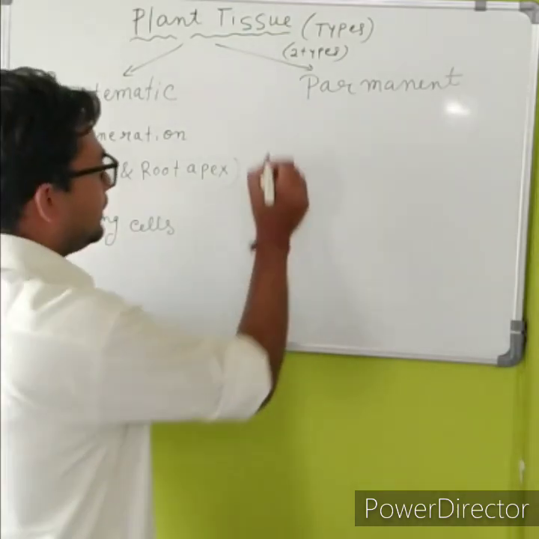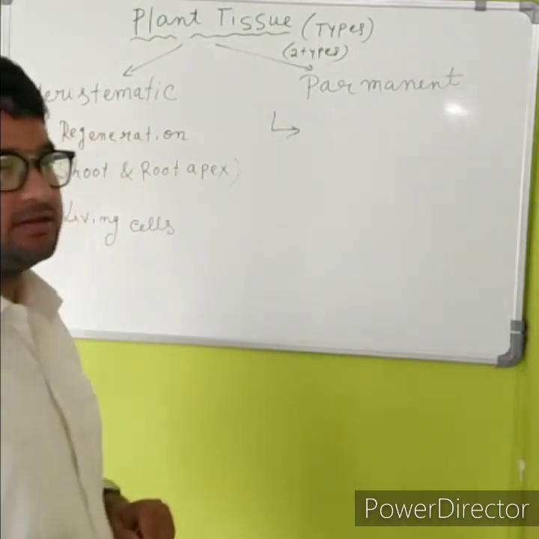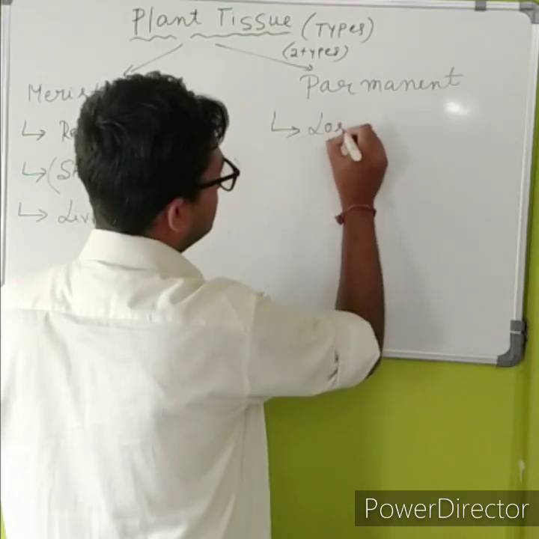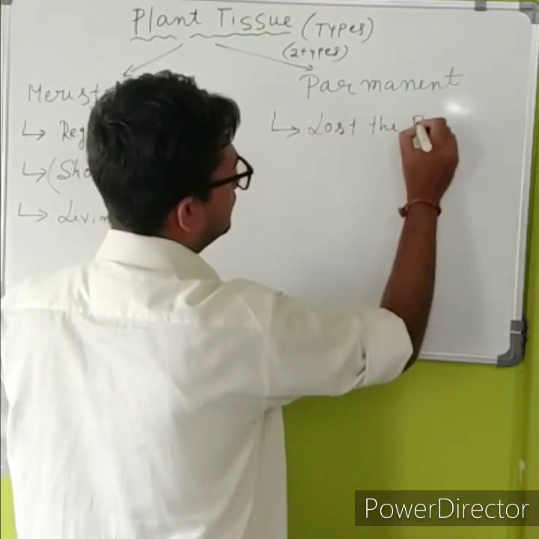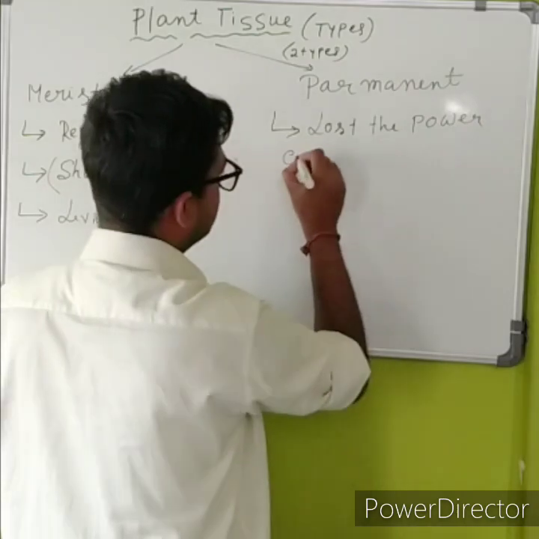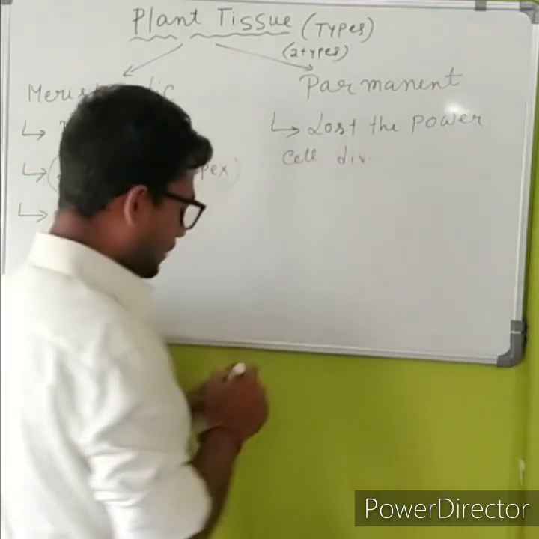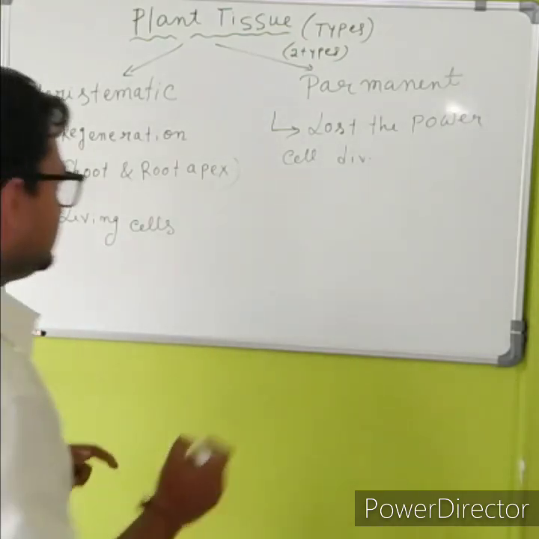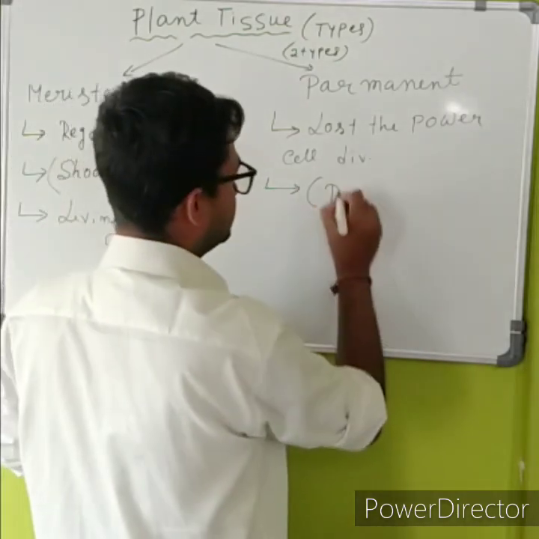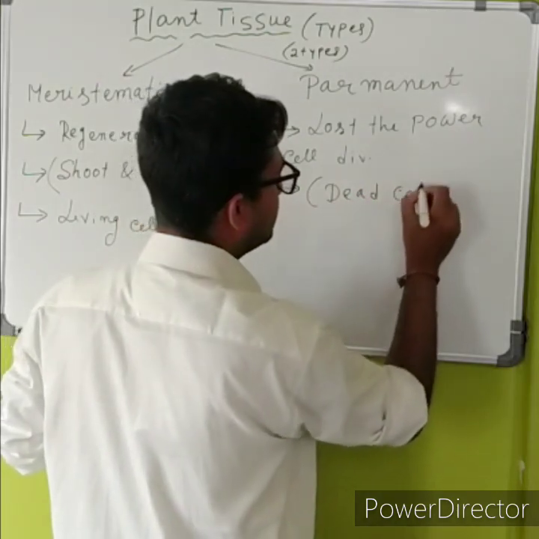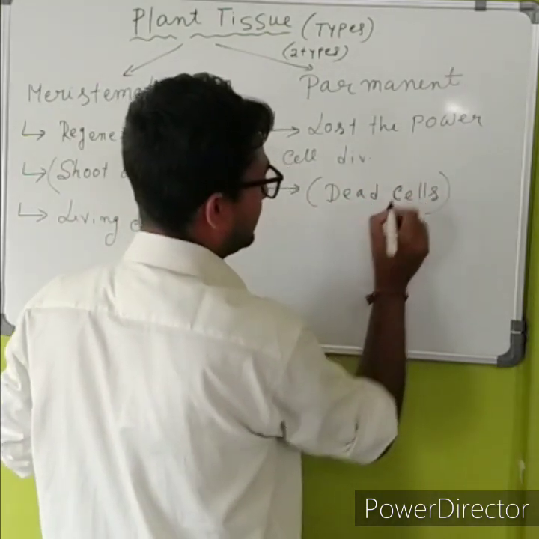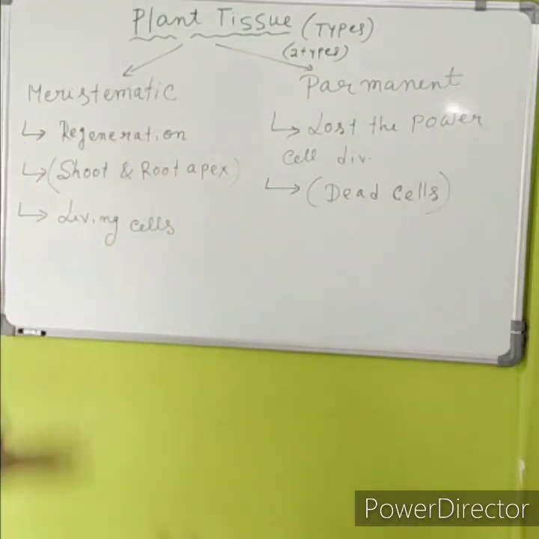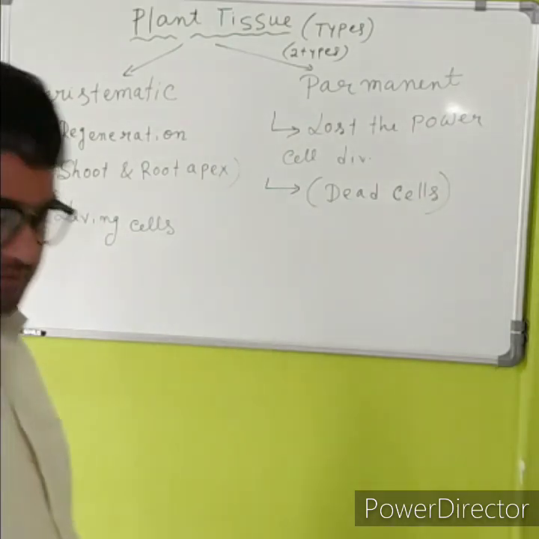Now, what is permanent tissue? Permanent tissues are the tissues that have lost the power of cell division. So what does it mean? The loss of power of cell division. It means they comprise dead cells. So these are the major types of plant tissue.